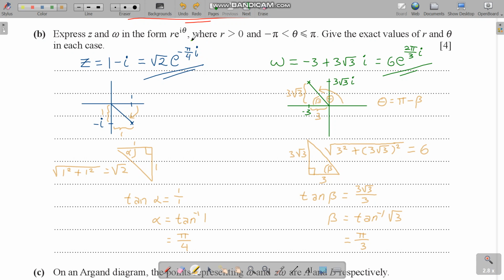For omega in the exponential form, the r is 6, and the angle is again from the positive real axis. So this is the angle we have to use. The angle we found is beta, so we need to do 180 degrees minus beta, or pi minus beta. So pi minus pi over 3 is 2 pi over 3. That's why the final answer is using 2 pi over 3. So this is counterclockwise direction, so positive angle 2 pi over 3.